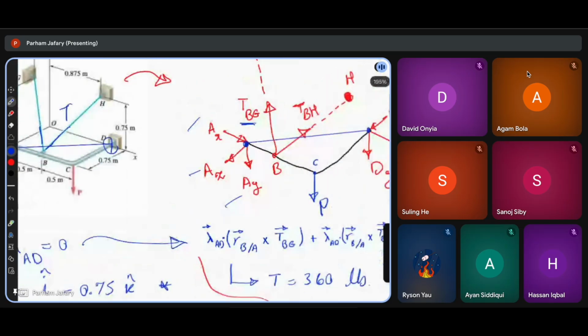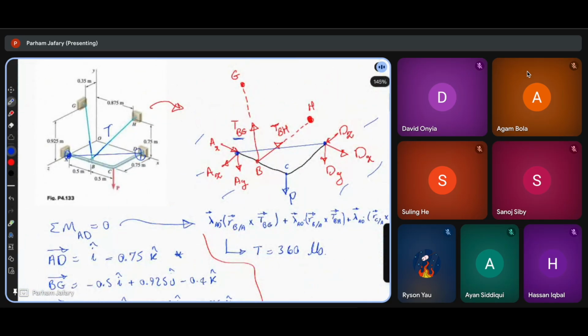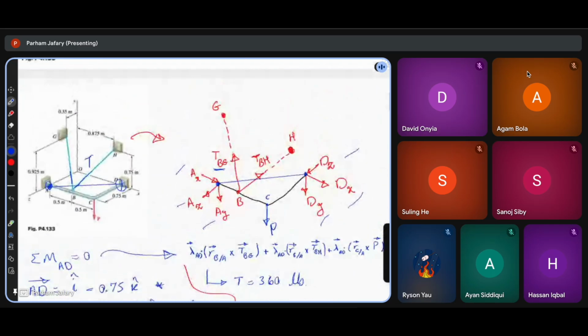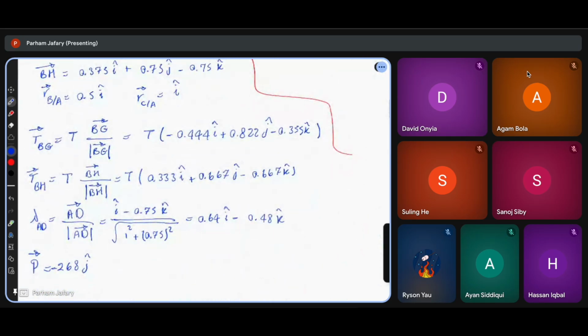Go ahead. So because we took the moment around line AD, the only unknown here is inside TBH and TBG, okay? And TBH and TBG are T times a vector, right? So the only unknown in that equation is T. Does it make sense? Go ahead. I can't hear you.